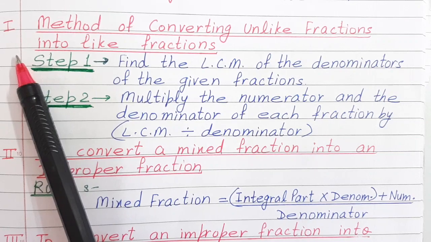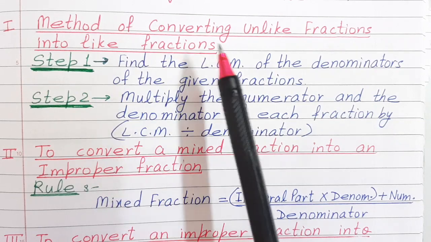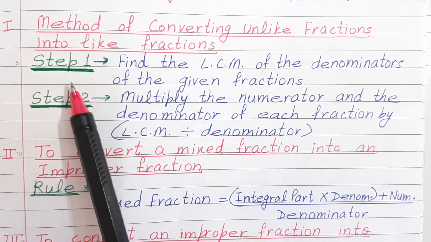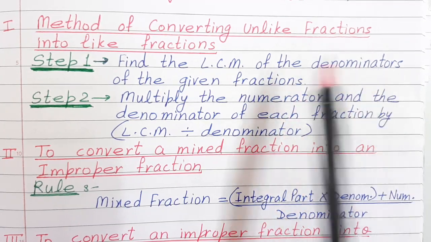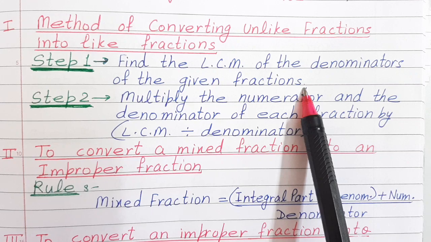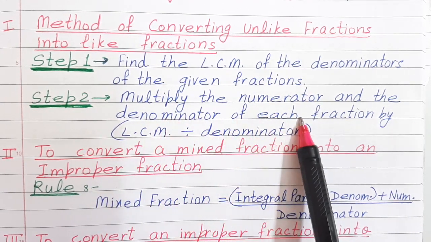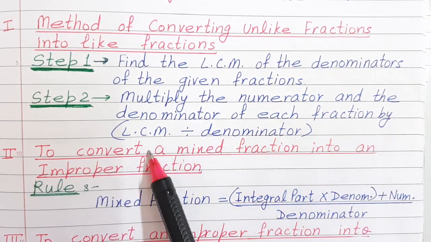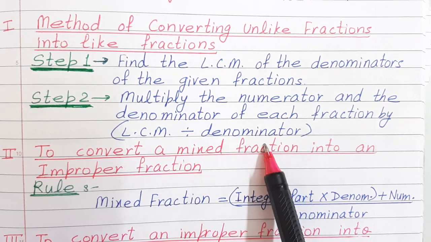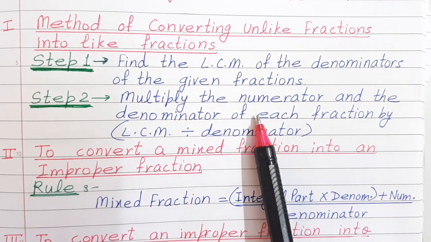Now the first method is the method of converting unlike fractions into like fractions. So step 1 is find the LCM of the denominators of the given fractions, right? Now step 2, multiply the numerator and the denominator of each fraction by LCM divided by the denominator. Clear? Now children, this we will try to understand with the help of an example.